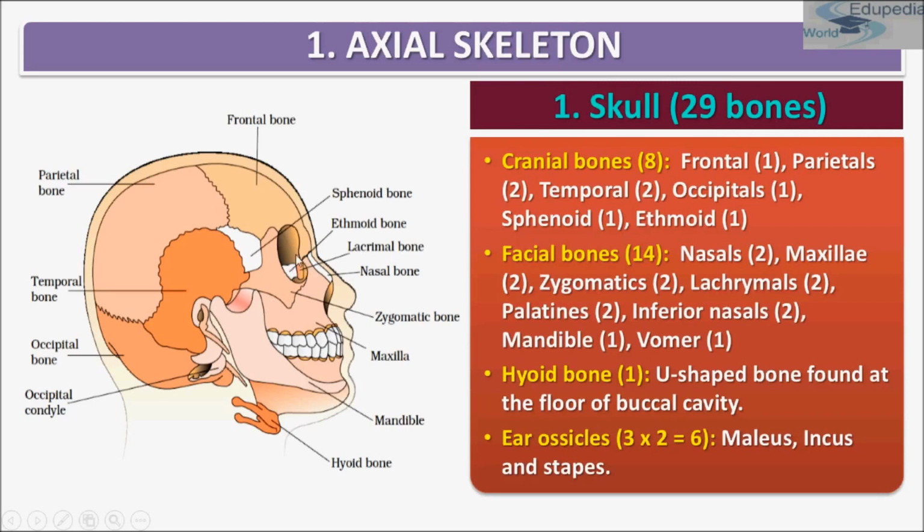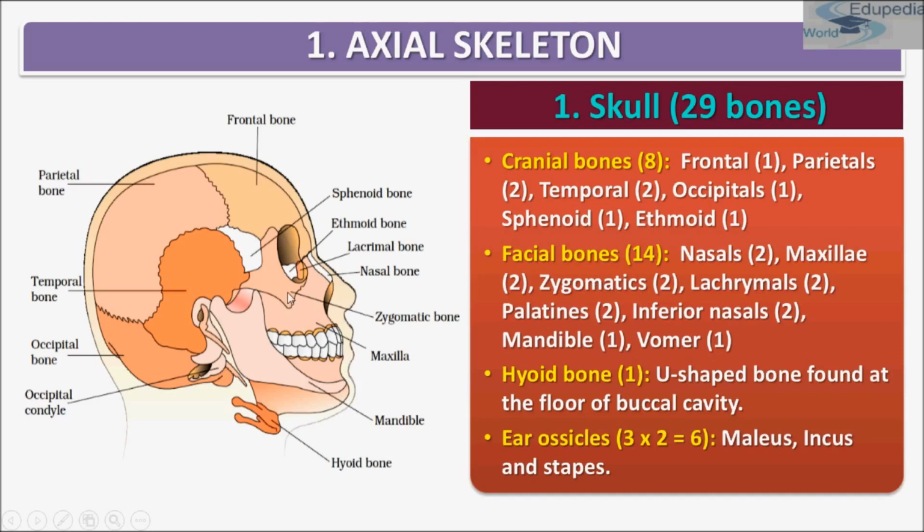Okay, and the skull, as I have told you, consists of 29 bones. So 8 we have already studied: 1 plus 2 plus 2 plus 1 plus 1 plus 1 is equal to 8. So 8 are the cranial bones. Now comes the facial bones, which are 14 in number. First is your nasal bone, 2 in number. Then comes maxillae, the upper jaw, which is also 2 in number. Then zygomatic bone, again 2 in number.